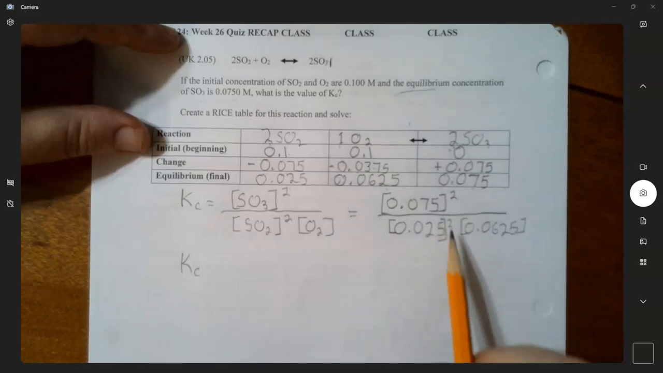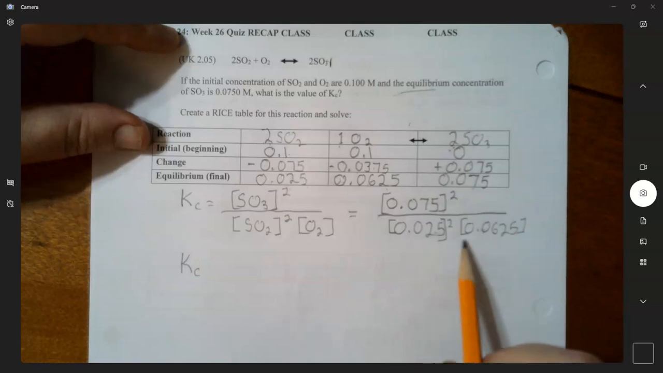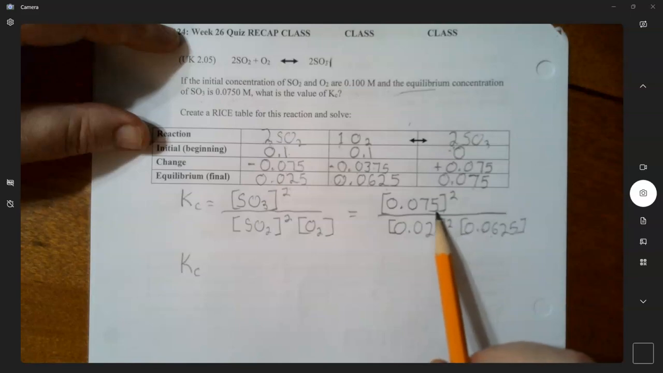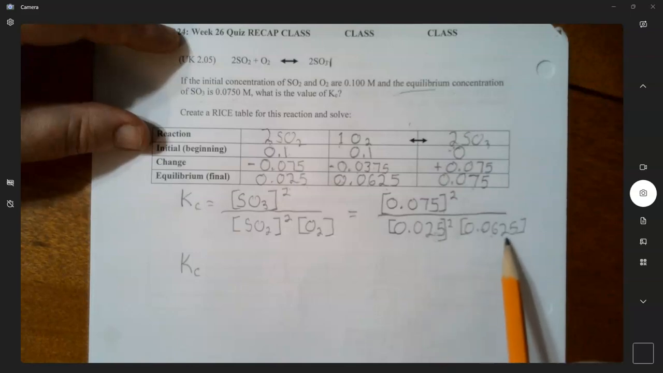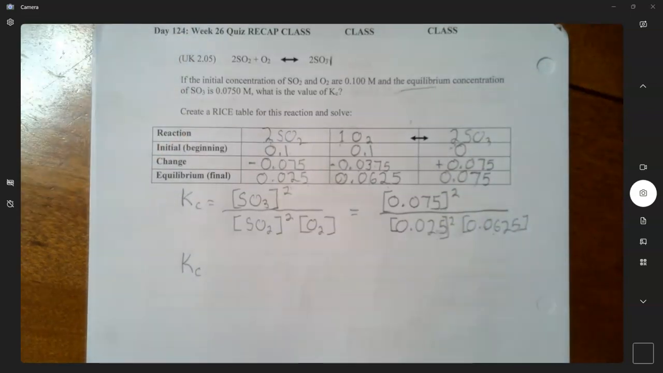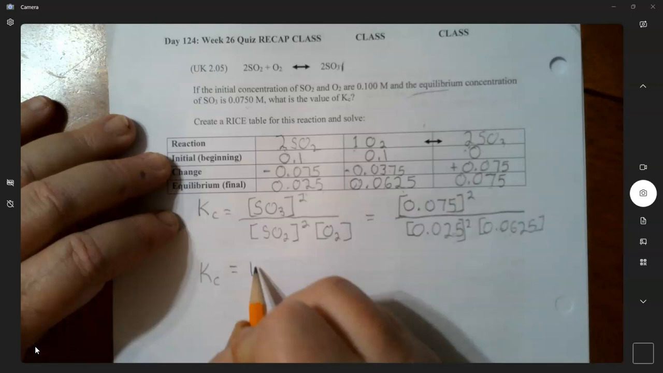This squared divided by this squared divided by, don't multiply, divided by this. Okay, sometimes I just say 0.075 times 0.075 divided by 0.025 divided by 0.025 divided by 0.0625. Okay, I want to avoid the square button. Sometimes it makes me a little nervous as to what's being squared. Okay? Okay, and we get the Kc is 144.